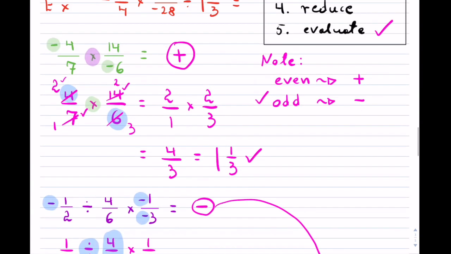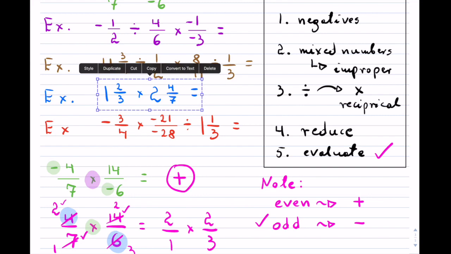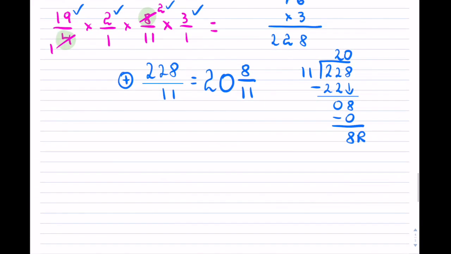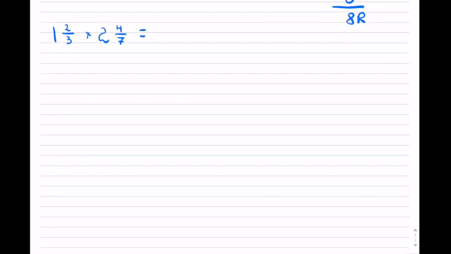Okay, let's try the next example. So in the next example, I'm going to put this down and let's try this one. Again, there are no negatives. Next, mixed numbers. Now I have two mixed numbers, so let me change them. First mixed number, let's change it to improper. So 3 times 1 plus the 2, so 5 over 3, multiplied.